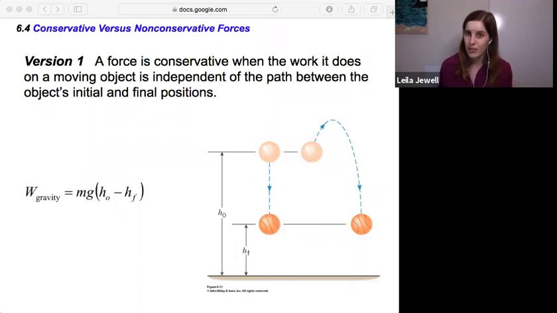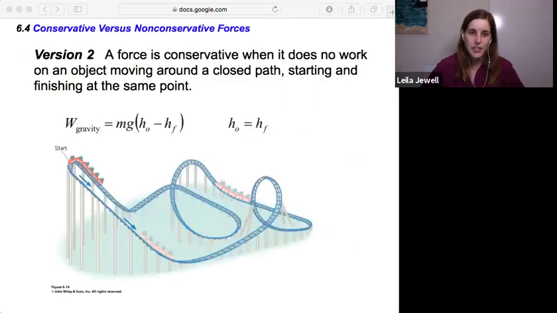a conservative force. The other version we have is that a force is conservative when it does no work on an object moving around a closed path, which means starting and finishing at the same point. This also can be shown with the work done by gravity.